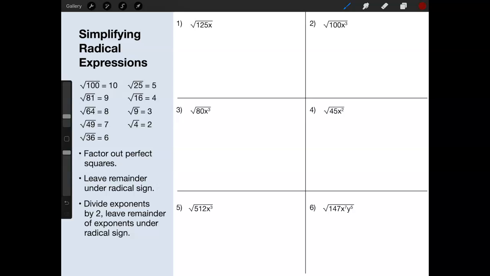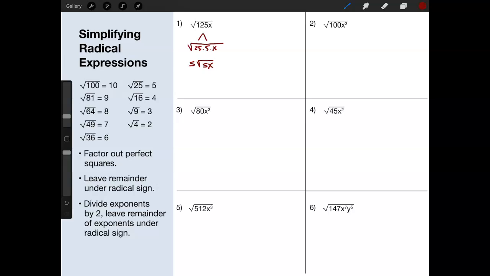Example number 1 is the square root of 125x. Now I can see that 25 will go into there evenly 5 times. So we can rewrite this, the square root of 25 times 5 times x. The square root of 25 is 5, so we can pull that out, leaving 5x under the radical sign.